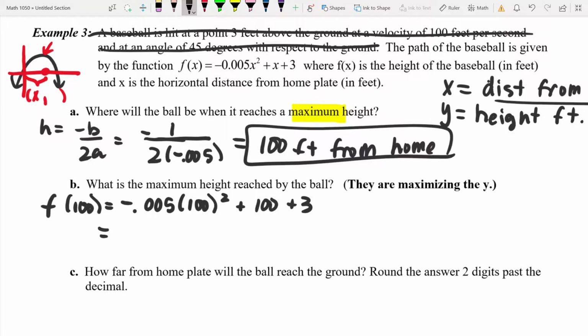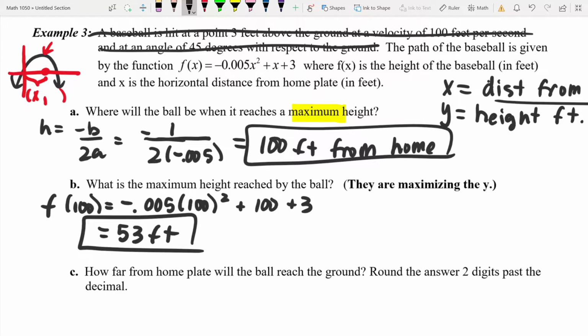So negative 0.005 parenthesis 100, close it, x squared, plus, I'm going to put in 103, hit enter, and I get 53. Okay, 53, what's my label, everybody? Feet. That's the highest that that ball is going to go.